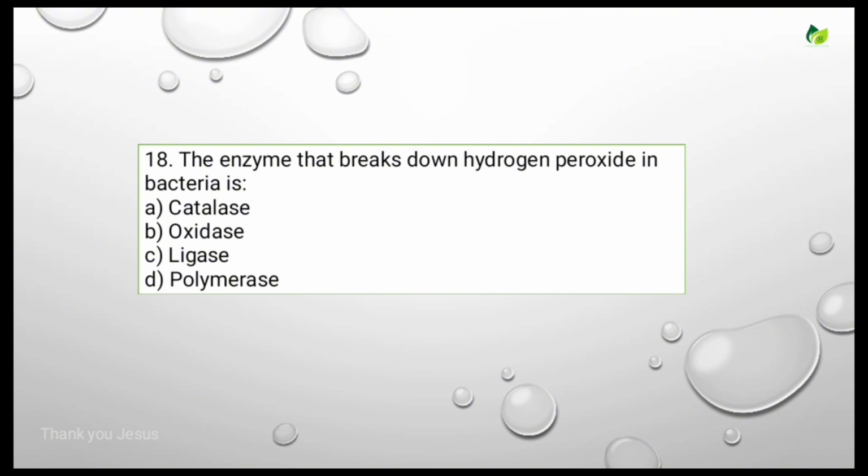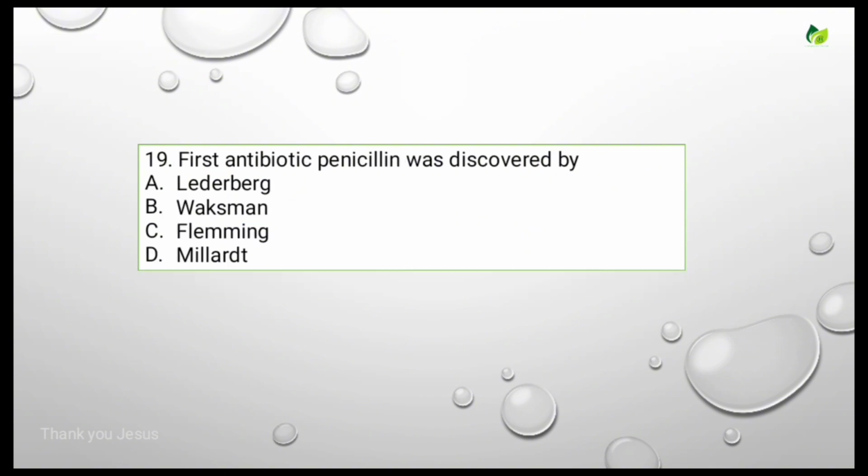The enzyme that breaks down hydrogen peroxide in bacteria is. Options are catalase, oxidase, ligase, polymerase. For this, the correct answer is catalase, which breaks down H2O2. Let's see the next question.